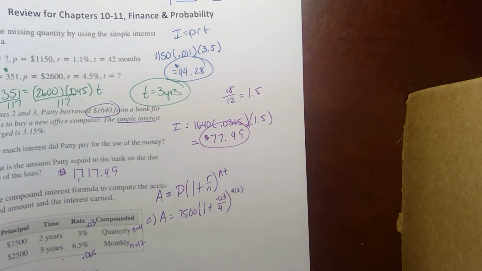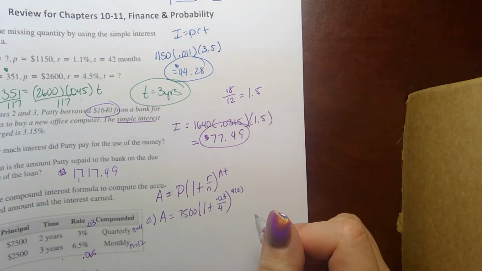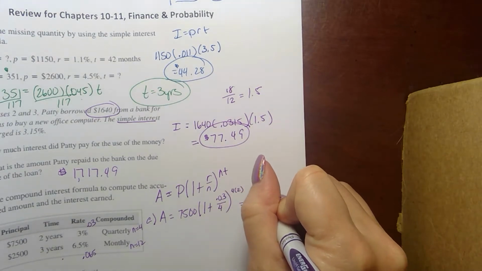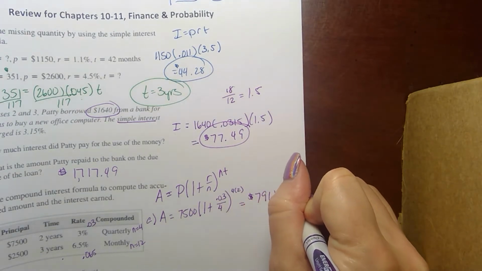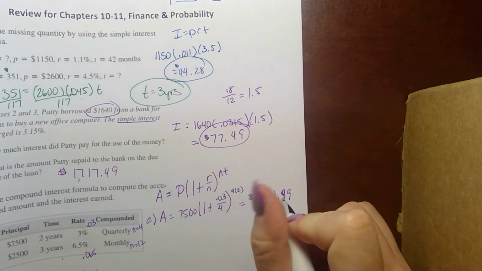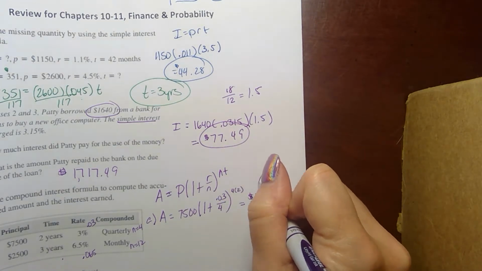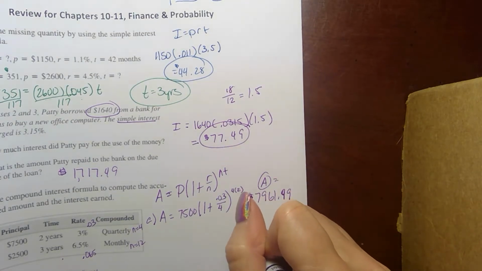When I plug that into my calculator and round it off to the nearest penny, I get a total of $7,961.99. That's the total amount she has to pay back. That's A. It asks you also to find the interest.